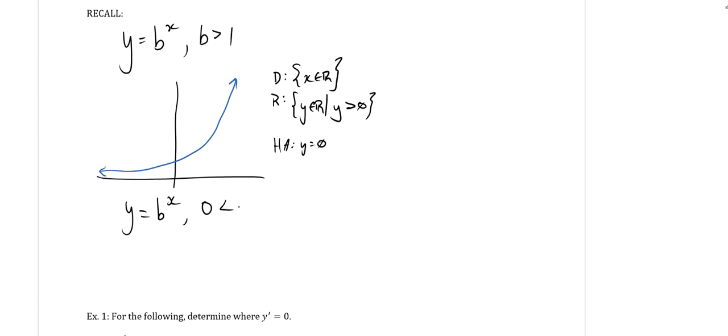So if the base is between 0 and 1, some kind of fraction like a half or something like that, the nice thing is it doesn't change any of those details. Domain and range is all the same, but the graph does look different. It's decreasing now, the other one's increasing.